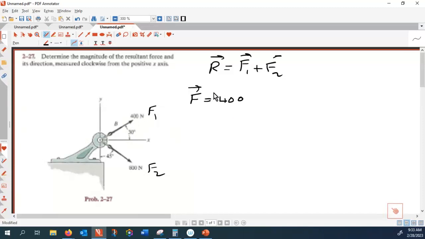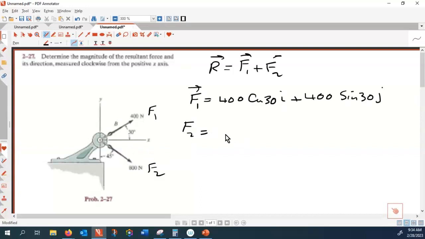X component multiplied by cos 30 in positive direction multiplied by I. And then the J component is magnitude of the force, 400, multiplied by sine 30 J. This is F1. So what about F2?